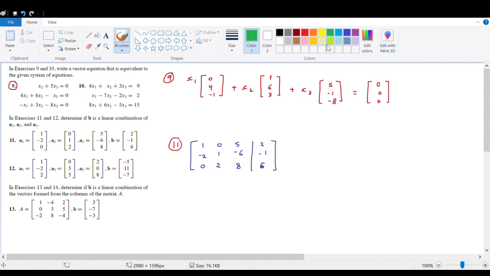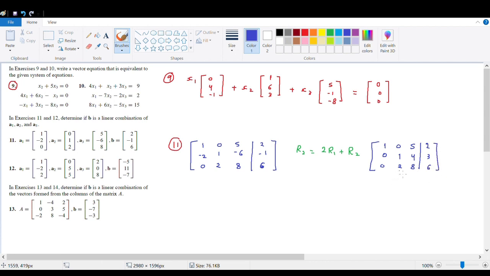So we can first do the row operation on row 2. We need to get rid of this minus 2. So row 2 will be equal to row 1 plus row 2. This will give us here 1, 0, 5, 2. Then 2 multiplied by 1 is 2, then we add it with minus 2, this will give us 0, this one will give us 1, this one will give us 4, this one is 3, and here we have 0, 2, 8, 6.